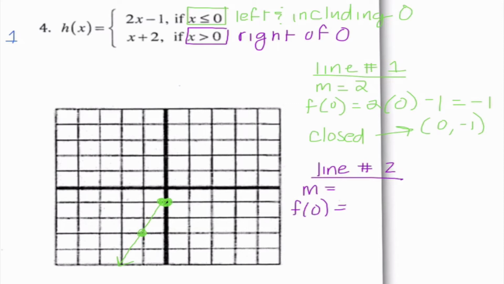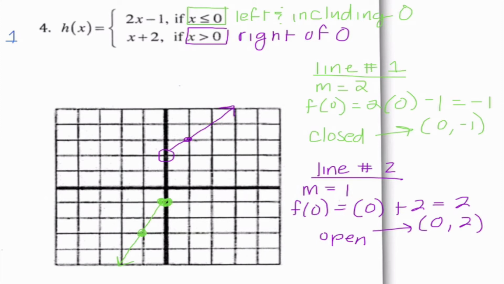So our second line here, it just has x, so we know our slope is 1. And when I do f of 0, I would get 0 plus 2, which is 2. So I get an ordered pair of 0, 2. I know that this ordered pair is open because of our inequality symbol. So at 0, 2, I'm going to put an open circle. Okay, notice on example 3, these points were at the same point. Here, they're definitely at different points. And our slope is 1, so I need to go up 1 and to the right 1. And I'm going to draw my line.